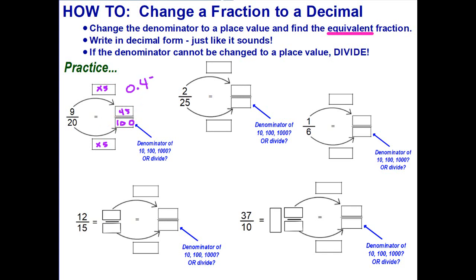45 hundredths. The numerator is the number. The denominator is your place value. Does this go to the hundredths place? Yes, because it's 2 place values.